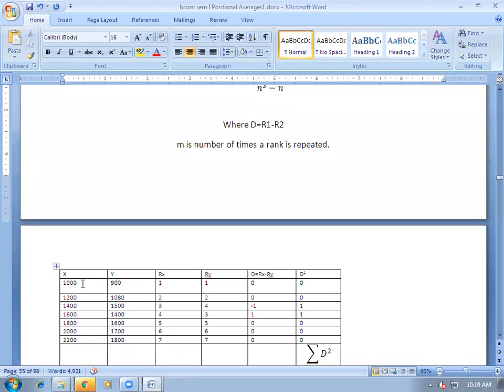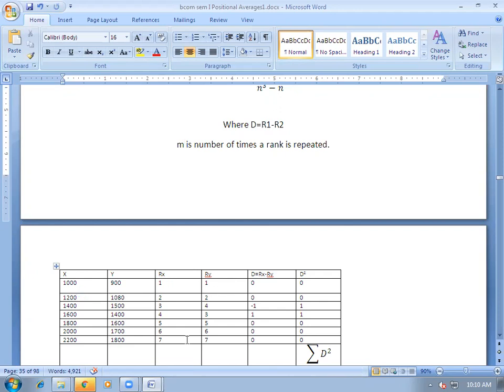I have given rank 1 to the lowest value of x, 1000 is assigned rank 1, then 1202 and so on up to 7. Here 900 is assigned rank 1, then 1082, then 1403, 1504, 1605, 1706 and 1807. Now see, no rank is repeated. Each value is given a unique rank, because no value is repeated. All the values occur a single time in the series.